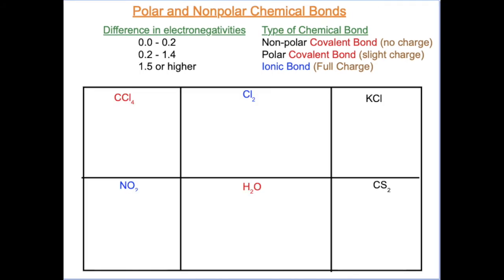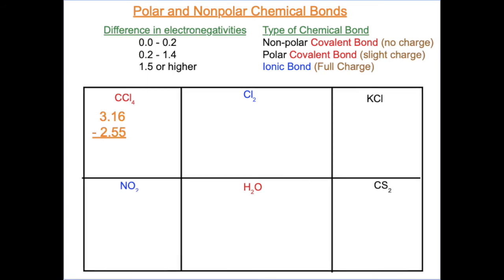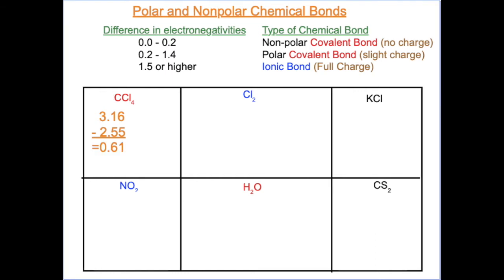When carbon bonds with 4 chlorines, we can figure out if it's ionic or covalent. We have to look at the periodic table and get their electronegativities. Chlorine is 3.16, carbon is 2.55. We subtract them, and that is 0.61. That's between 0.2 and 1.4. So this bond would be called a polar covalent bond. That means the edge of the molecule would have a slight positive and a slight negative charge.